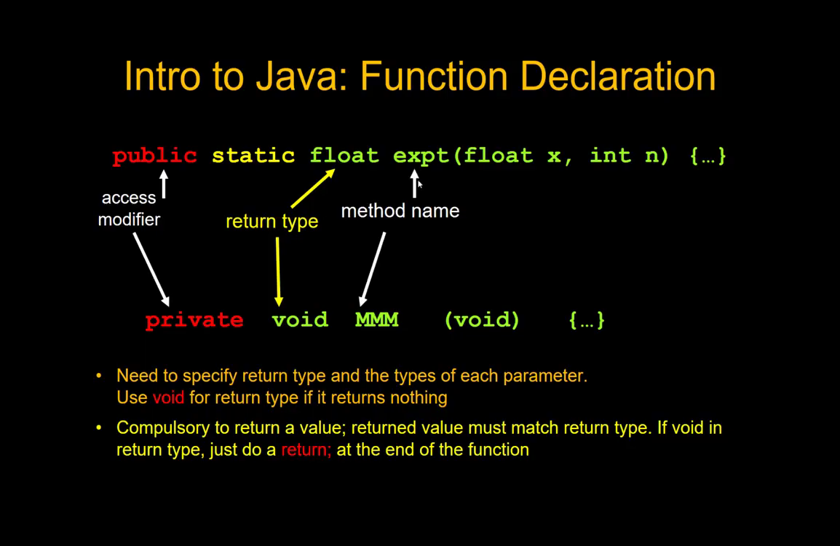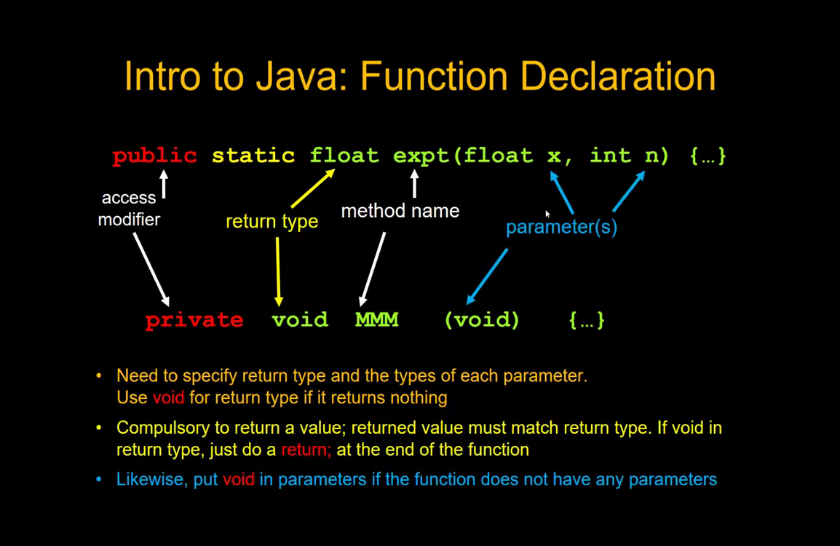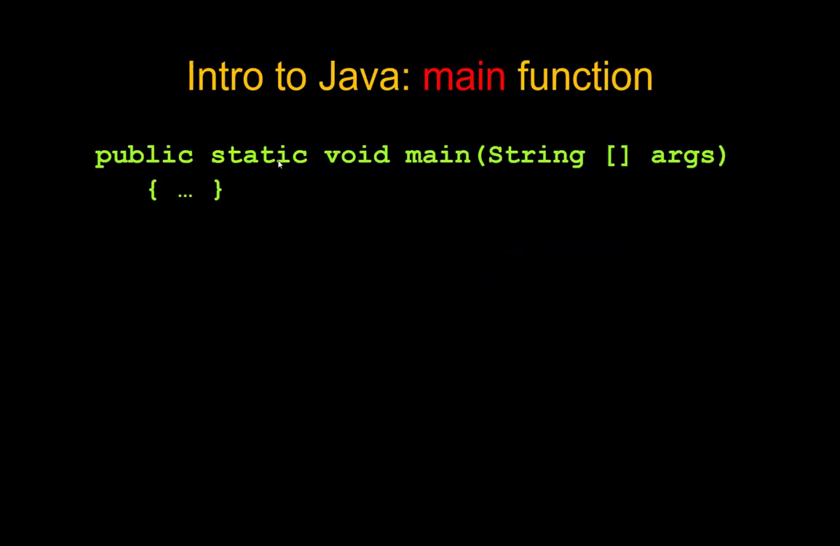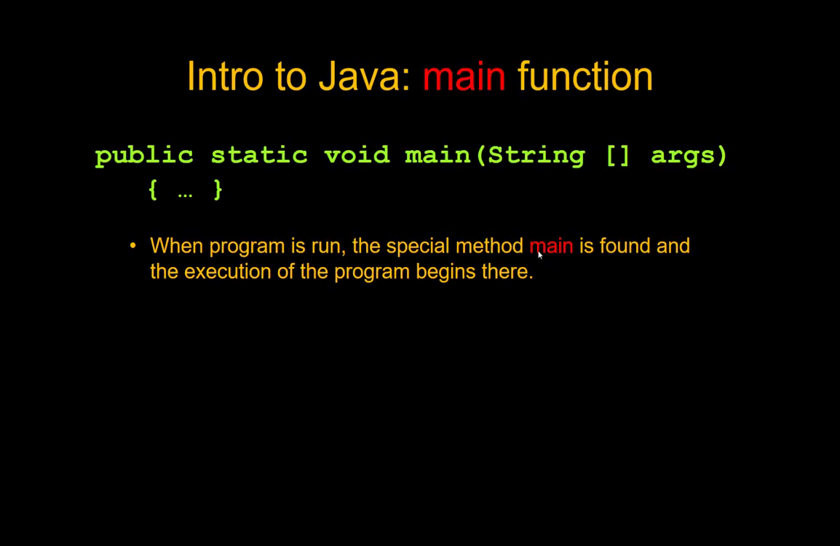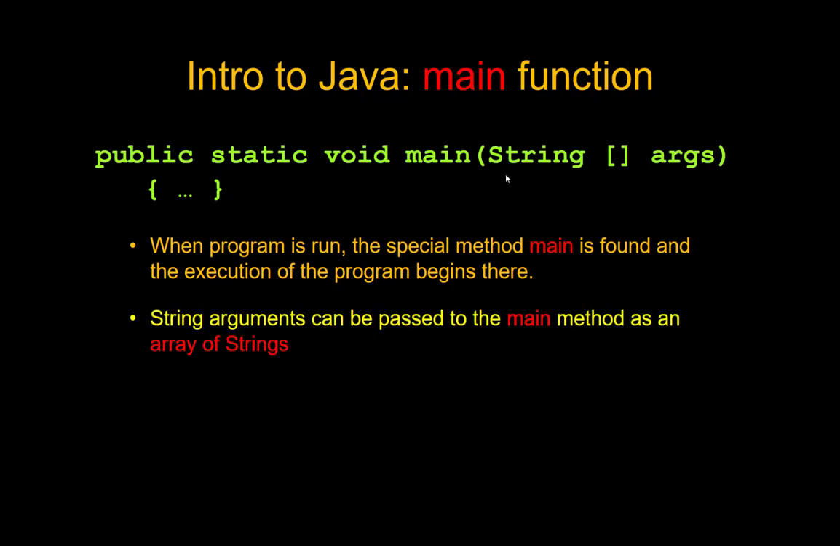Next is the method name. Here is exponent, here it's MMM. Then followed by the list of parameters, and the list of parameters are passed by values in Java, followed by the method body, which are all the executable statements. The public static void main is a special routine. When the program is run, the special method main is found and the execution of the program begins here. The string argument can be passed to the main method as an array of strings.